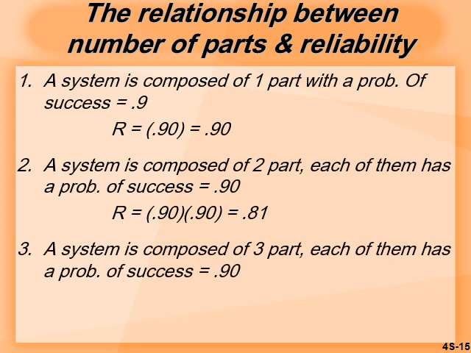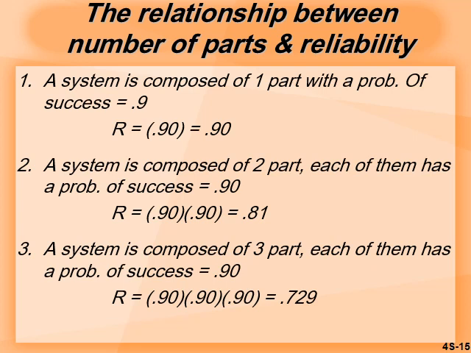Increasing an extra third part or component, the system is composed of three parts. Each of them has a probability of success 0.9. So reliability equals 0.9 to the power 3, or 0.9 times 0.9 times 0.9, equals 0.7 something.